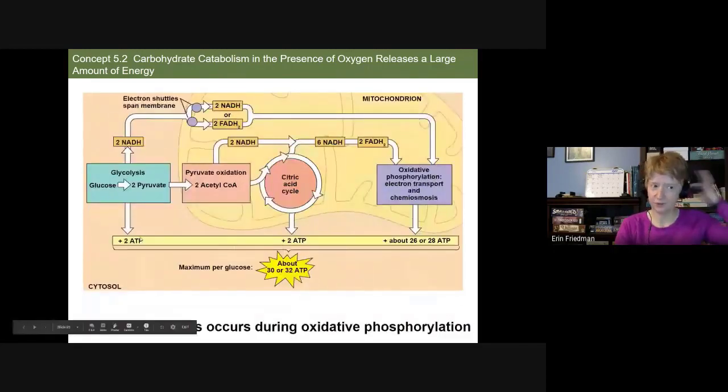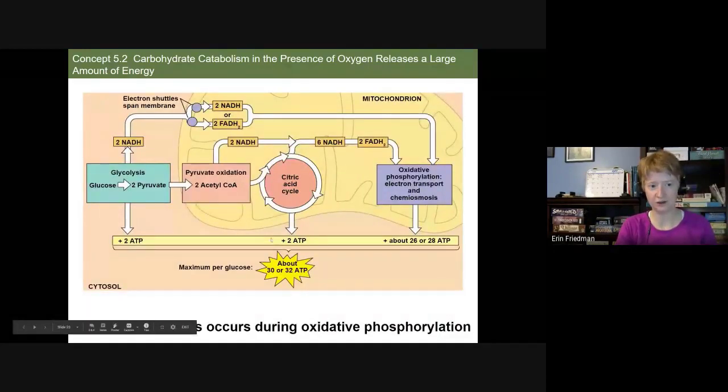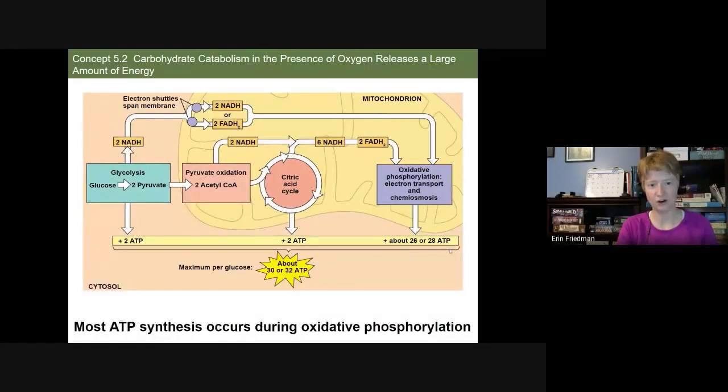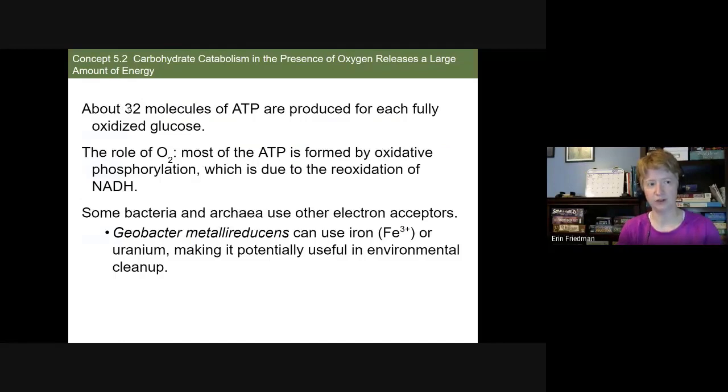Right. So here's our net 2 ATP. Here's our net 2 ATP. Here's our anywhere from 26 to 28 ATP that came from the last step. And we're making about 32 molecules of ATP for each oxidized glucose molecule.